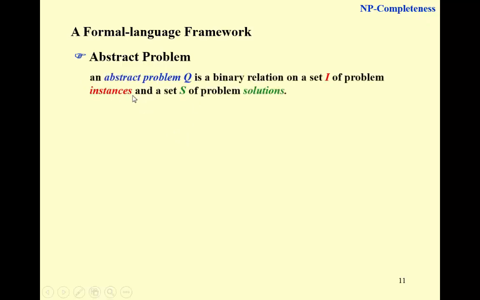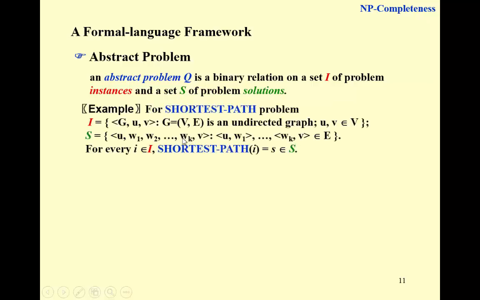We have abstract problem and concrete problem. For abstract problem, we say an abstract problem Q is a binary relation on a set I of problem instances and a set S of problem solutions. For example, for the shortest path problem, I is like the input to the problem, the set of a graph and a pair of vertices u and v. And the shortest path problem is to find the shortest path between u and v, right?